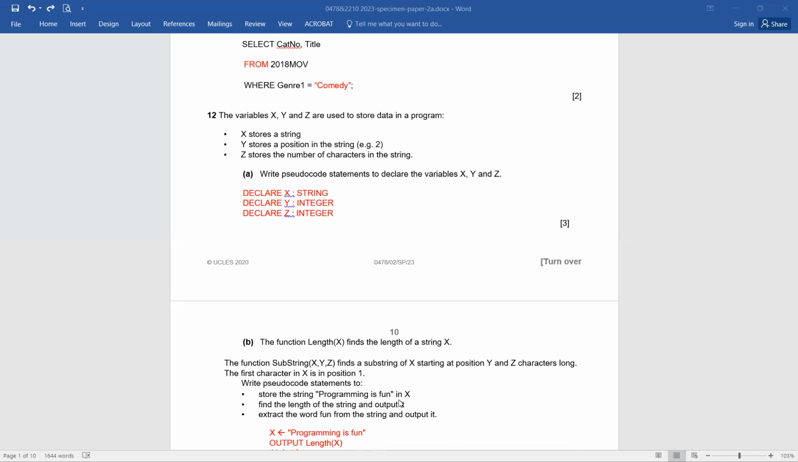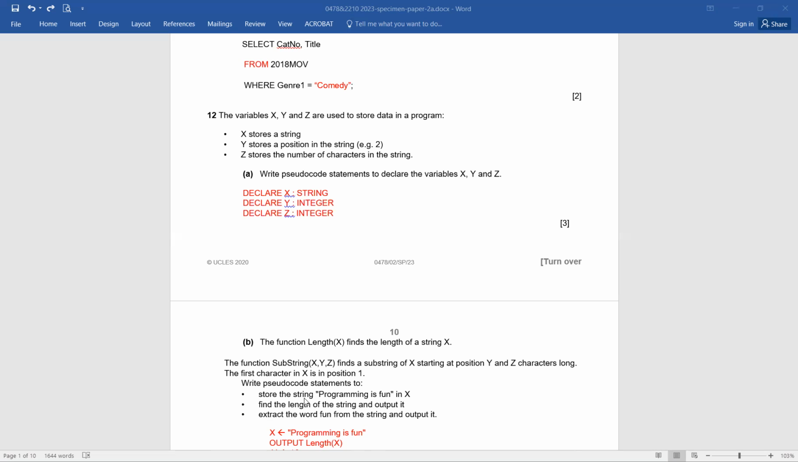Now, the first line is I have to assign the value "programming is fun" to the variable X. Find the length of the string and output it. First I have to find the length of the string, and second I have to output. Extract the word fun from the string and output it. Now, I have to do three tasks.